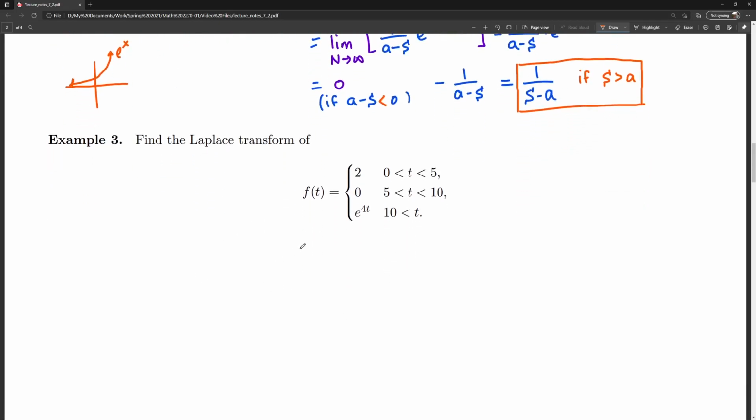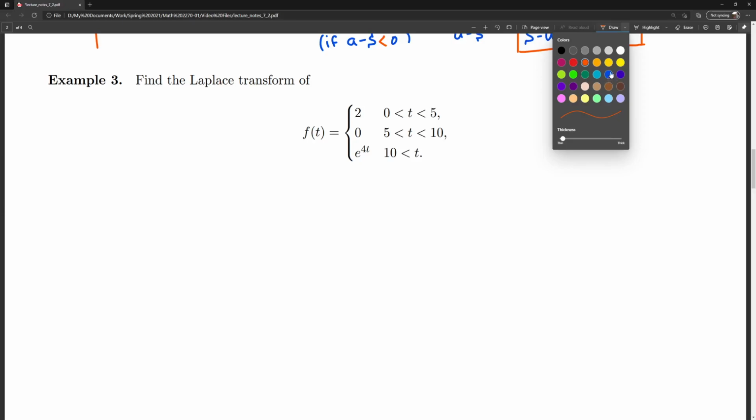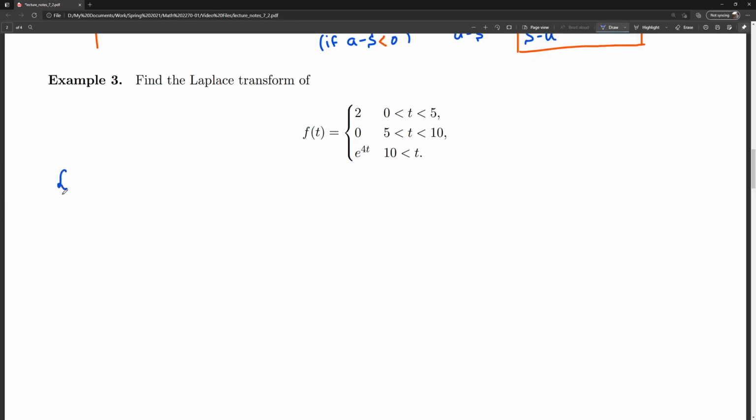Okay, let's do one more example here for the Laplace transform. Let's use a piecewise defined function. The function f of t is defined as 2 on the interval from 0 to 5. It's 0 on the interval from 5 to 10. And then it's e to the power 4t when t is greater than 10. So now let's take a look at what the Laplace transform is for this piecewise defined function.